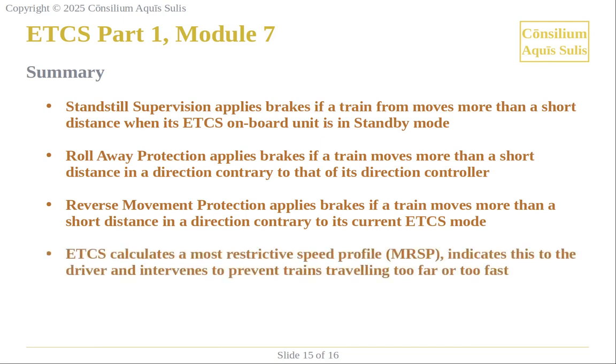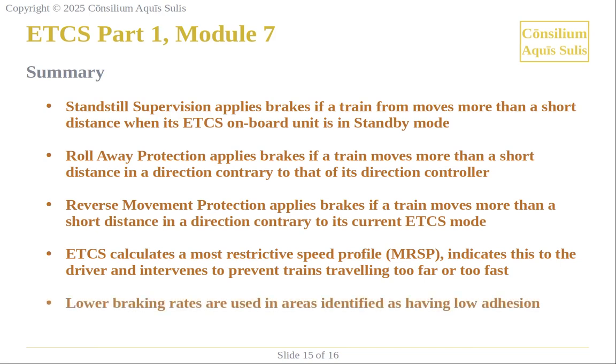ETCS calculates a most restrictive speed profile, indicates this to the driver, and intervenes to prevent trains travelling too far or too fast. Lower braking rates are used in areas identified as having low adhesion.